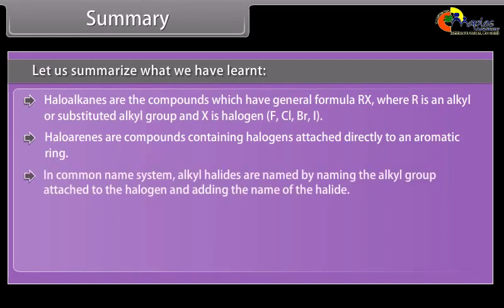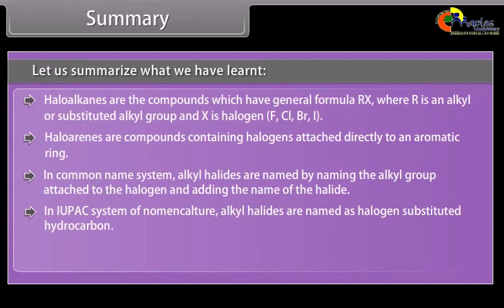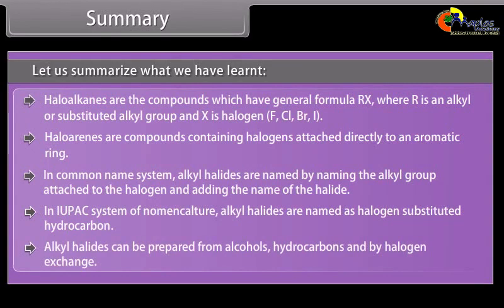In the common name system, alkyl halides are named by naming the alkyl group attached to the halogen and adding the name of the halide. In the IUPAC system of nomenclature, alkyl halides are named as halogen-substituted hydrocarbons. Alkyl halides can be prepared from alcohols, hydrocarbons and by halogen exchange.